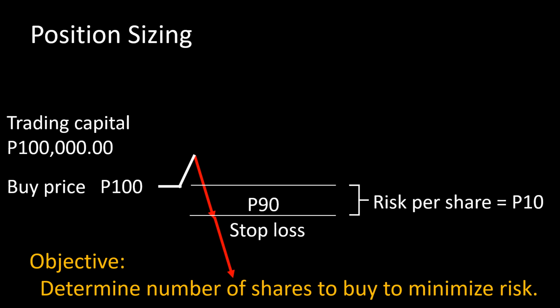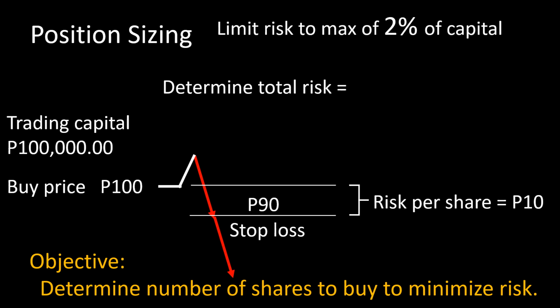Your next step is to determine your total risk for this trade. A good number to use to limit your loss is 2% or less of your trading capital. To do that, you multiply 100,000 pesos by 2% and you get 2,000 pesos. This is the total amount you will risk in this trade. This means if the price goes below your buy price such that your total loss reaches 2,000 pesos, you will exit the trade and sell.